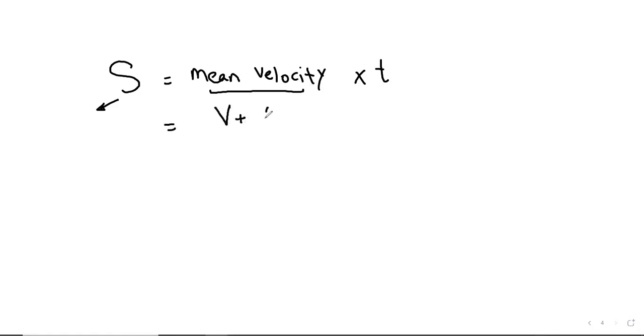The displacement S is given by the mean velocity multiplied by time. What is the meaning of mean velocity? The mean velocity is the average of the velocity. So the mean velocity is V final plus V initial over 2. So S is equal to V final plus V initial over 2, multiplied by T.